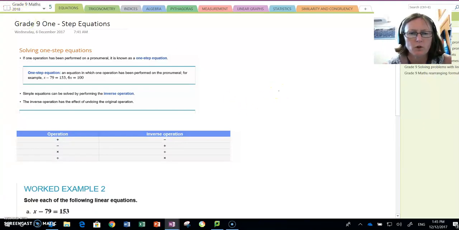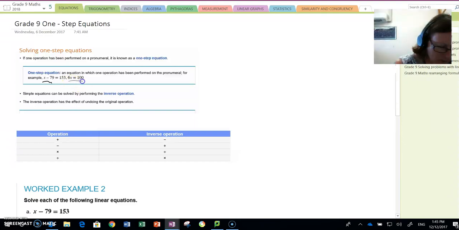In this video, we're going to look at one-step equations. A one-step equation is an equation in which just one operation has been performed on a pronumeral. This is an example of a one-step equation. We have subtracted 79, that's our one operation.